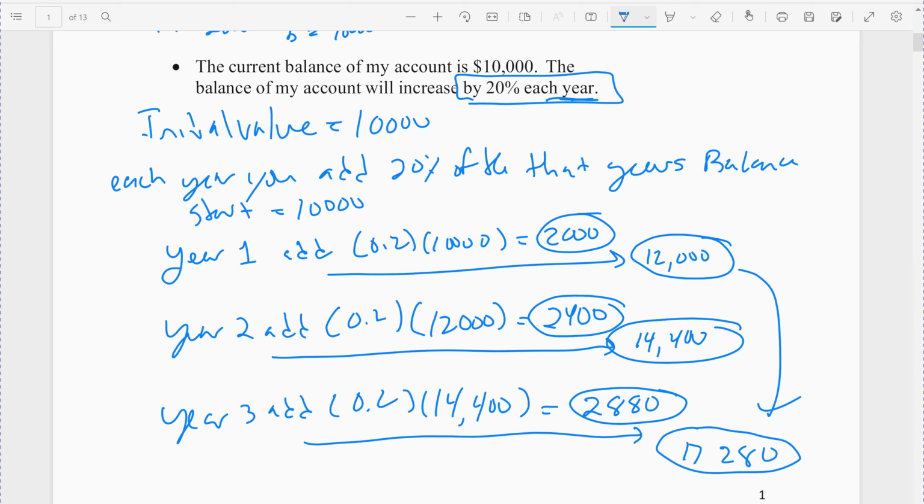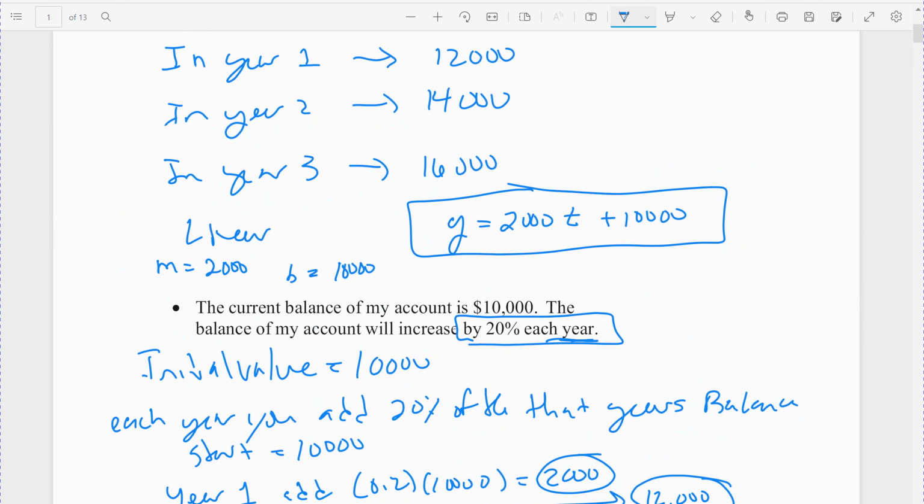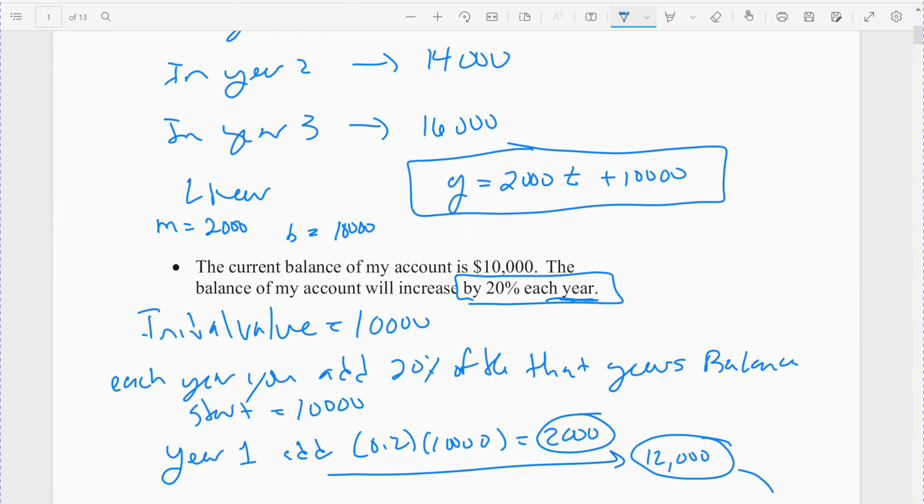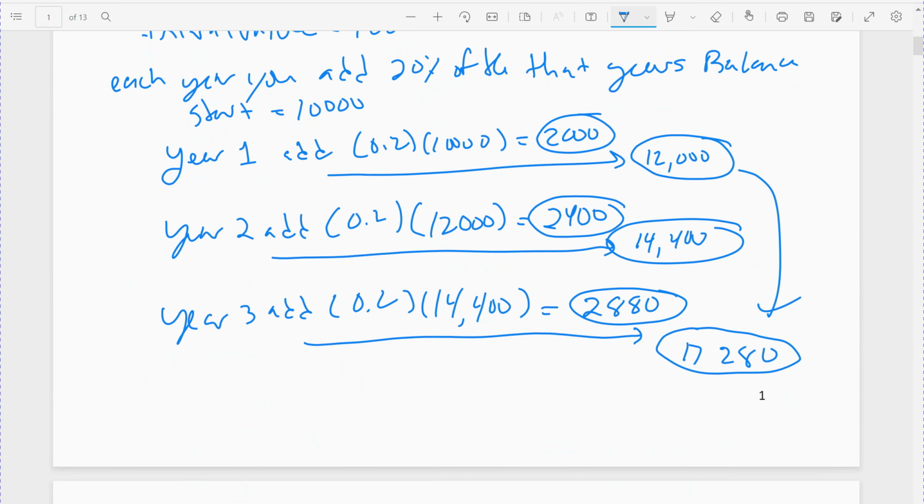My increasing rate, I increased faster than in the linear case, where it was constant. Every year I added the same amount. In the exponential case, that's not the case. I add more, and I add more each year. So a little bit more, a little bit more, a little bit more. So it's an increasing rate of change. That would be exponential growth.